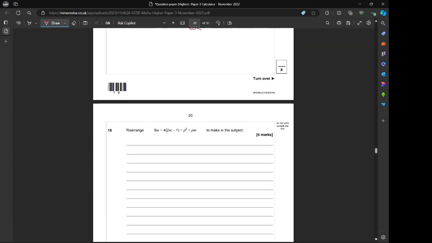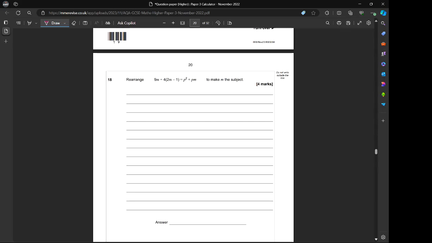Next question. Oh, this is quite a nasty question, but I think you are likely to have a rearranging of this form on your paper tomorrow. So question 18, pay close attention.